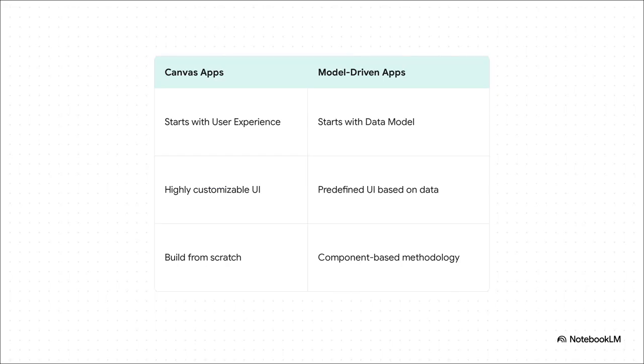I can almost guarantee you'll be asked to compare Canvas and model-driven apps. The number one thing to remember is their starting point. Canvas apps, well, they start with a blank canvas. It's all about the user experience, giving you total pixel-perfect control of the UI. Model-driven apps, on the other hand, start with your data model. The app's layout is pretty much built for you based on that data structure, which is awesome because it makes them responsive from the get-go.